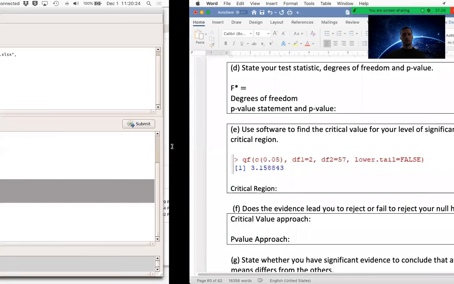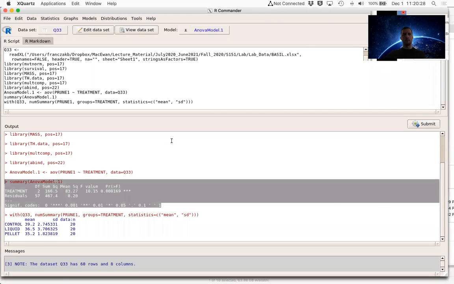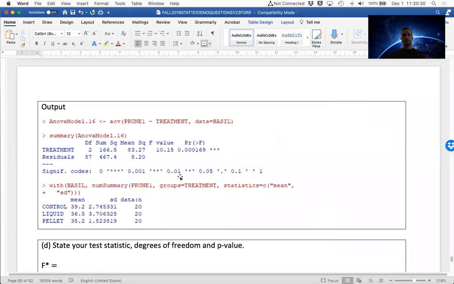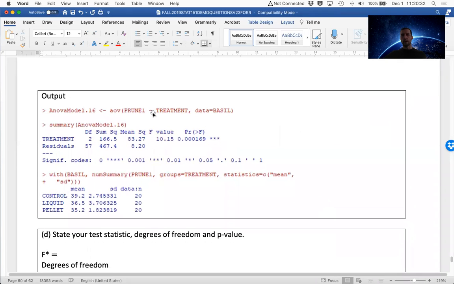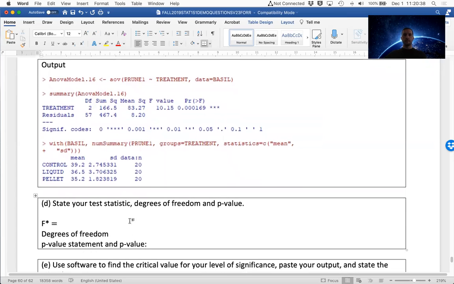Okay. So if we copy this into the table, yep, they are the same. Okay. So we have the following output. So this is a summary of our ANOVA table for the experiment. All right, so state your test statistic. We can pull this directly out of the output. State the degrees of freedom. So we're going to have 2 degrees of freedom, 2 and 57.